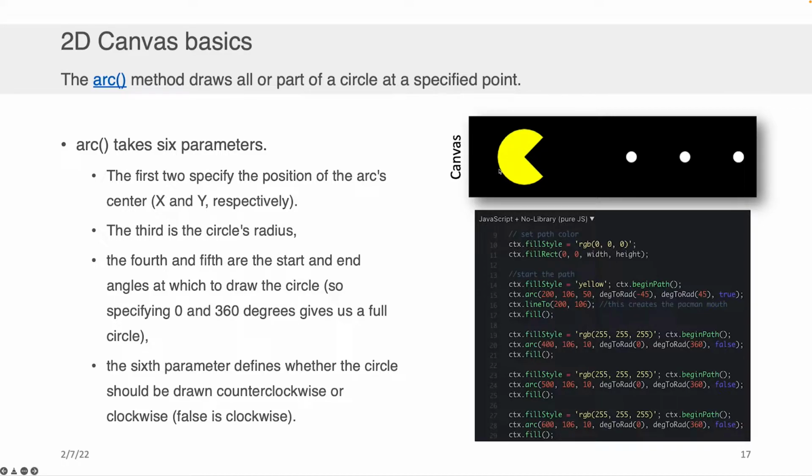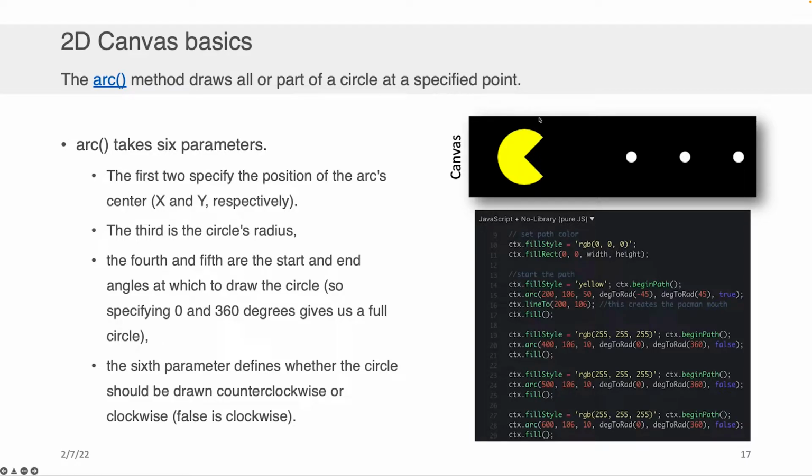And then what we say is the fourth and fifth are the start and end angles at which to draw the circle. So if we drew from 0 to 360, it'd be a full circle. In this case, I want to go from minus 45, which is here, all the way over to the 45 position. So I'm sorry, from here all the way up to here. And then the last thing here defines whether the circle should be drawn counterclockwise or clockwise. False is clockwise, true is counterclockwise.